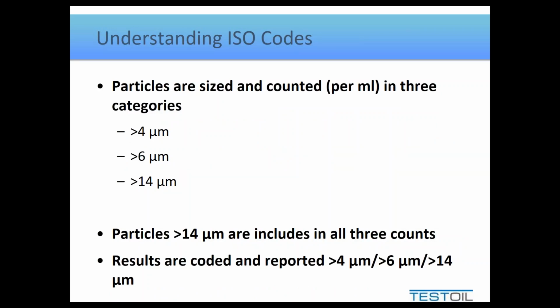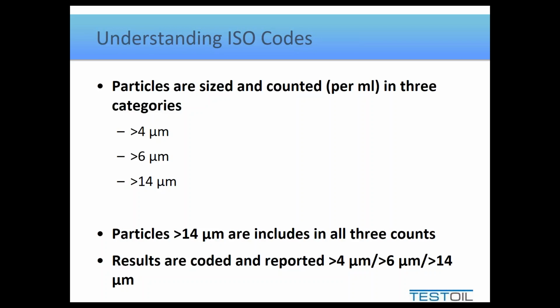So when we report the data from either particle counting method, we give the particle counts, which are a count per milliliter, in 3 different size ranges. Now the size ranges are 4 microns and up, 6 microns and up, and 14 microns and up. There's no upper limit to any of those 3 ranges. So what I want you to understand is that any particle counted as being greater than 14 microns will be counted again as being larger than 6 and larger than 4.